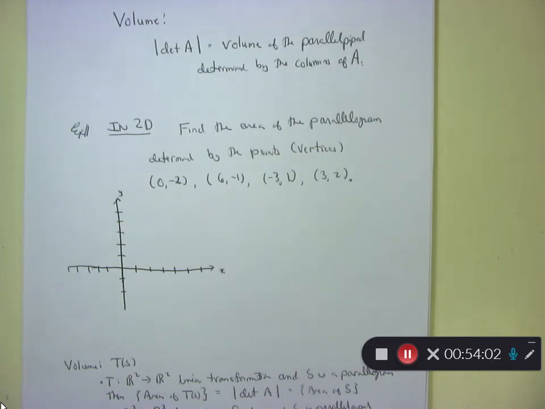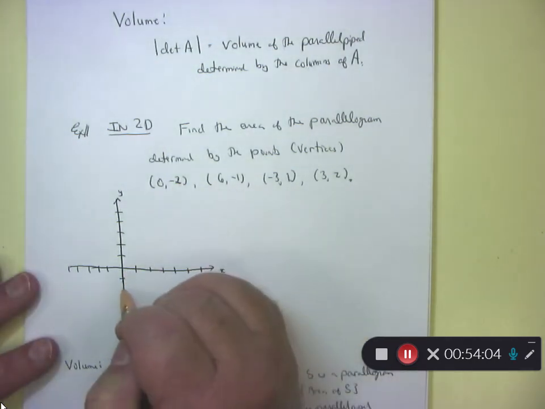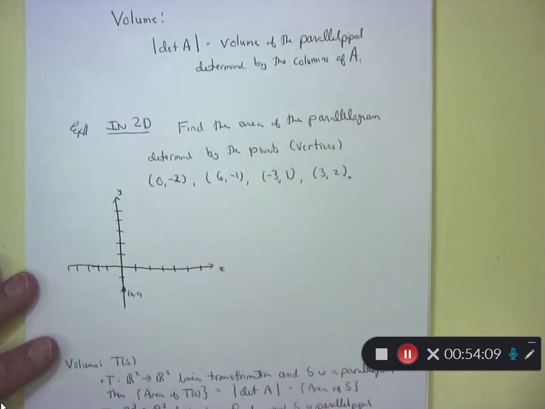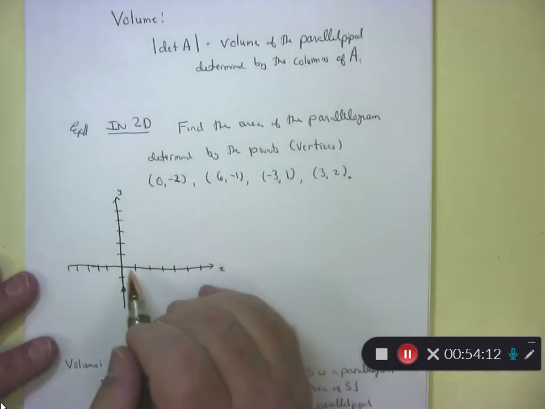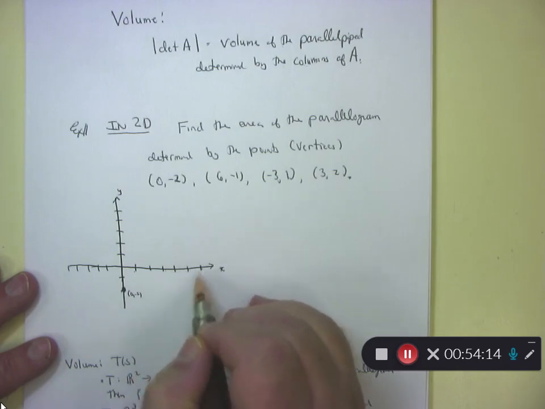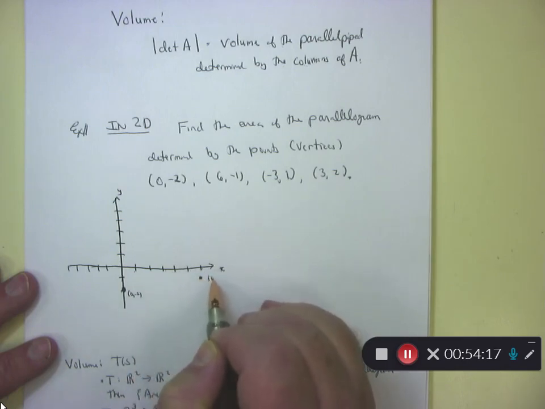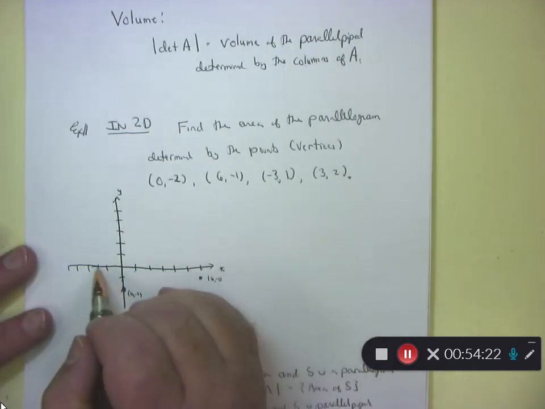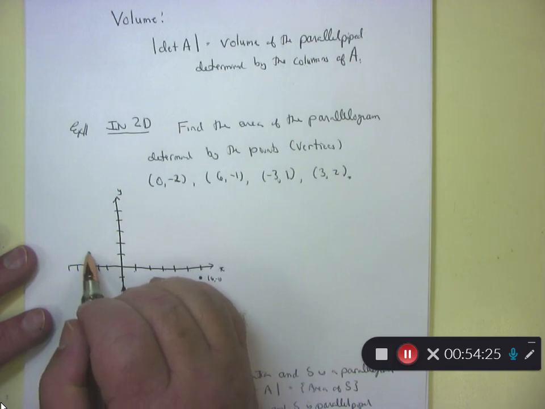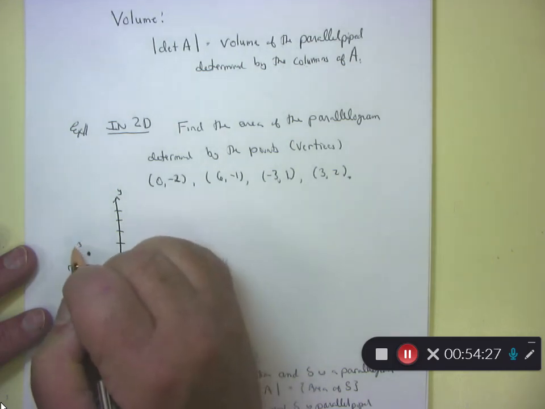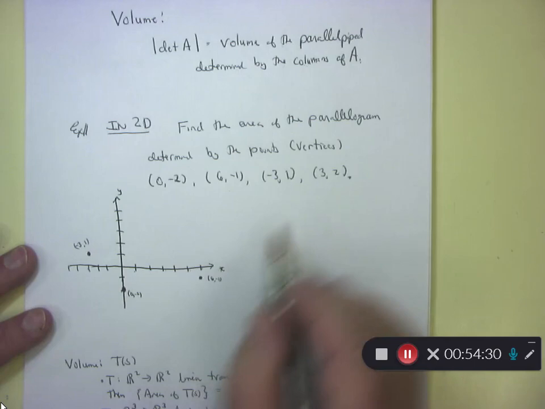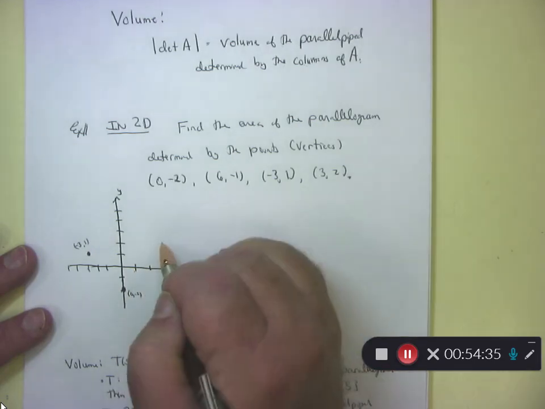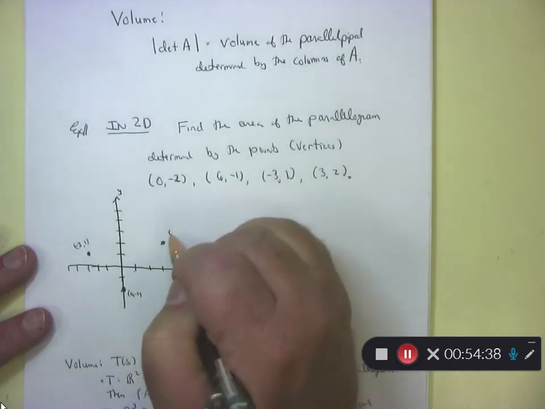So let's graph this. (0, -2), that's down here. In case you can't read where my dots are, (6, -1): 1, 2, 3, 4, 5, 6, -1. Right here, this is the point (6, -1). (-3, 1): 1, 2, 3, -3, 1. That will be up here, and again, labeling it (-3, 1). And then one more point is (3, 2): 1, 2, 3, 1, 2. It's up here. Okay, (3, 2).